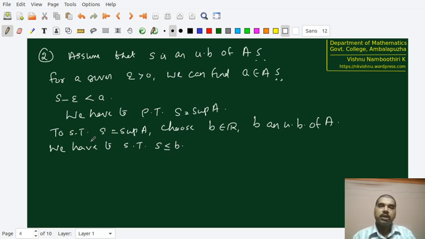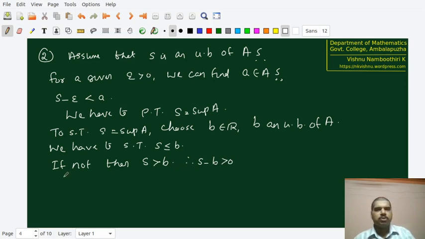So if S is not less than or equal to B, what is the other possibility? Then S is greater than B. So if S is greater than B, what about S minus B? S minus B is greater than 0. So let epsilon equal S minus B, which is greater than 0. Therefore S minus epsilon equals S minus (S minus B), which equals B.